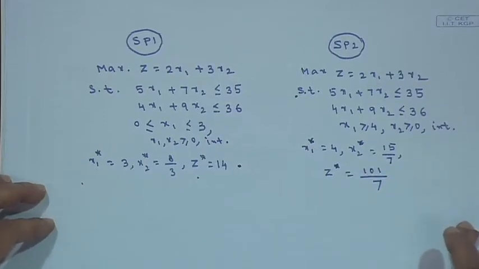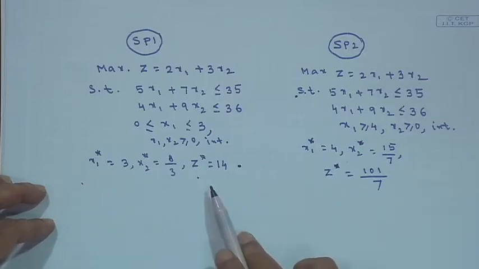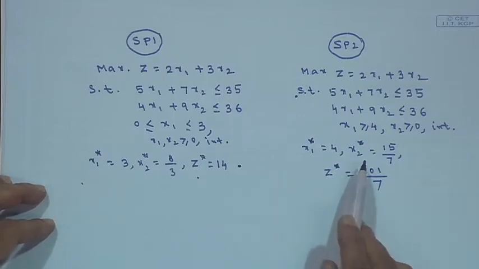So, in this case, for this problem I obtained two solutions, but in both cases your x2 has a non-integer value, and for the problem SP2 you basically have the more optimum value of the objective function.